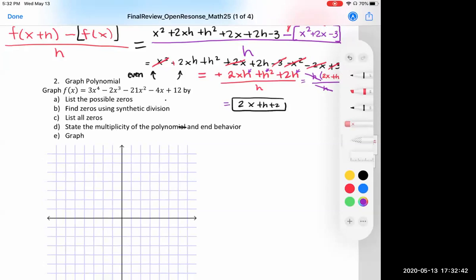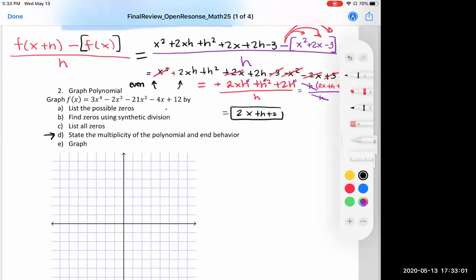All right, so we can answer some questions. That was question D: state the multiplicity of the polynomial and behavior. All right, let's go ahead and do A. Let me cut this out here.